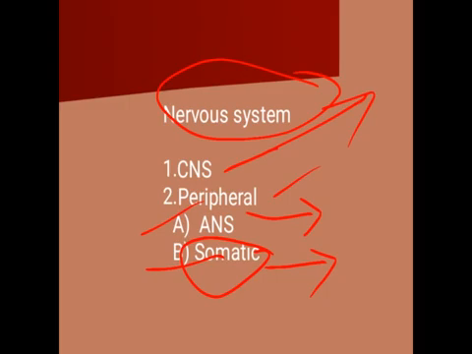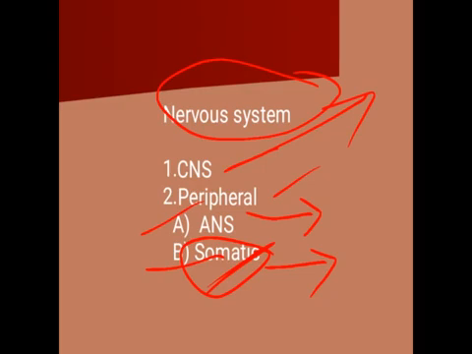So all these movements, walking, sitting, running, writing, watching the TV, these are the voluntary movements. If we want, we can go for these. Such movements are called the somatic nervous system.